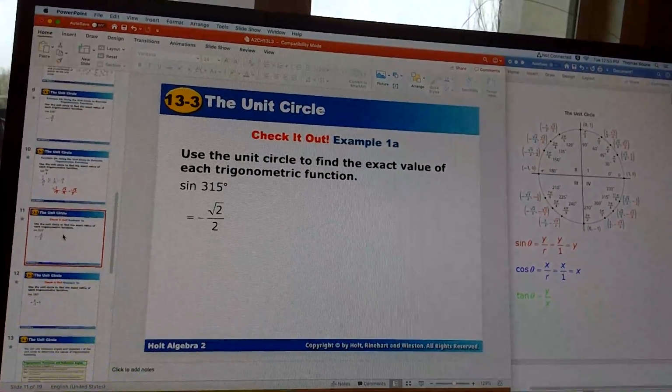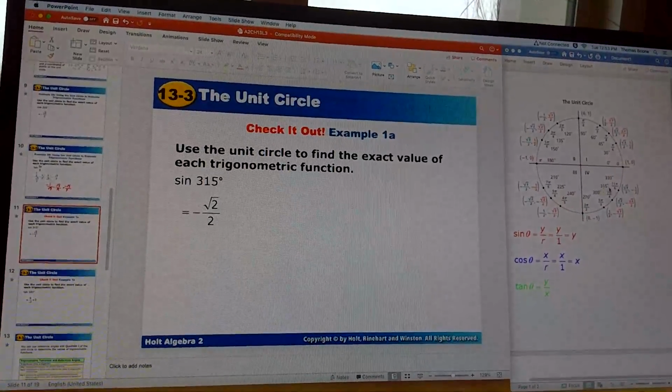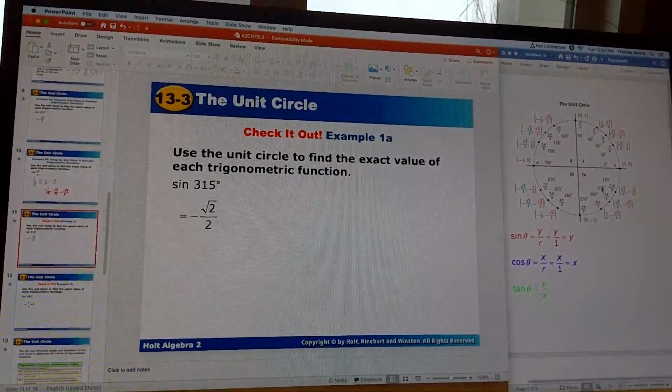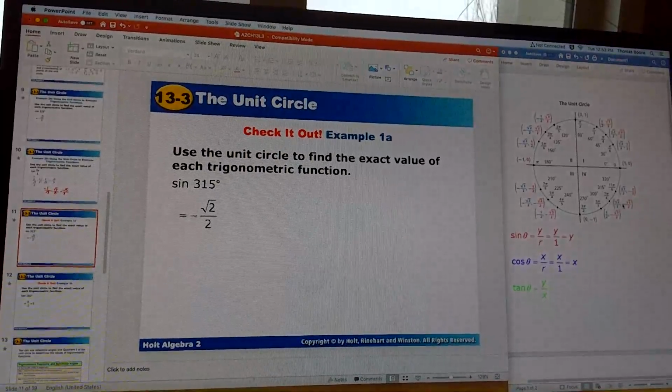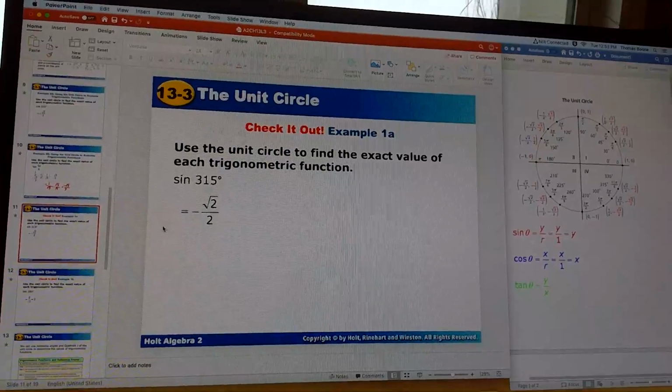All right, let's go to another one. How about the sine of 315 degrees? So let's go over here. We see we have 315. Now sine, oh yeah, that's the y value. So that would just be root 2 over 2.